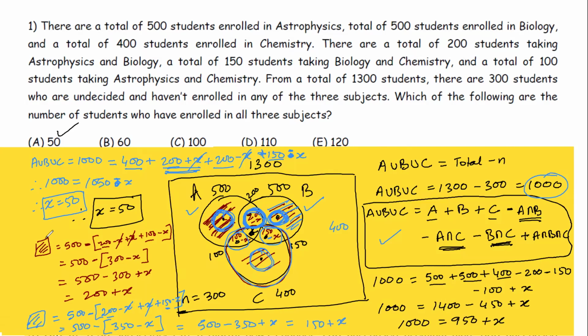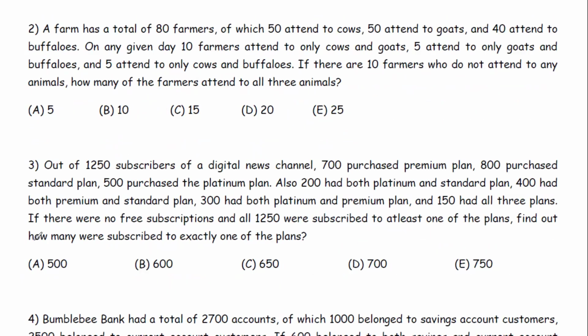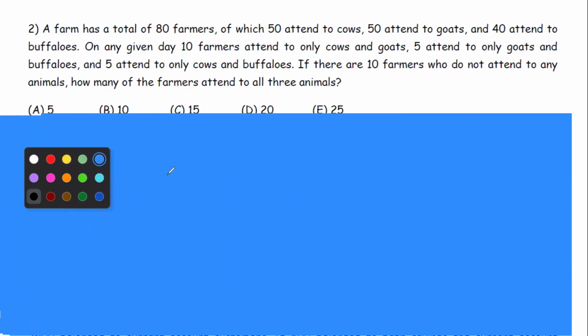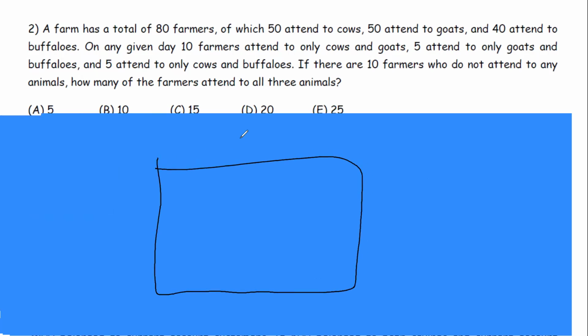Anyway, moving on to the second question. Right, so what we have is: a farm has a total of 80 farmers, of which 50 attend to cows, 50 attend to goats, and 40 attend to buffaloes. So now we have to draw the three circles. These are 80 farmers attending to cows, goats, and buffaloes. So 50 attend to cows, 50 attend to goats, 40 attend to buffaloes.